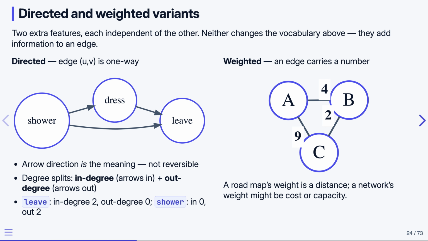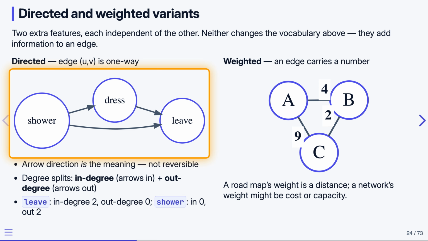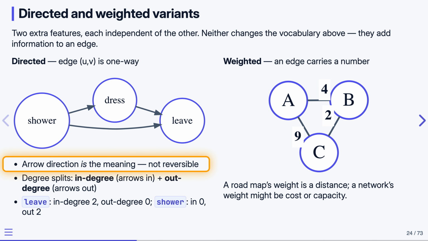There are 2 extra features an edge can have, and each one is independent of the other. Neither one changes the vocabulary we just learned. They only add information to an edge. The left figure is directed. Each edge is one way, shown by an arrow. Here the arrows run from shower to dress to leave, with an extra arrow from shower straight to leave. With a directed edge, the arrow direction is the meaning. The edge is not reversible.